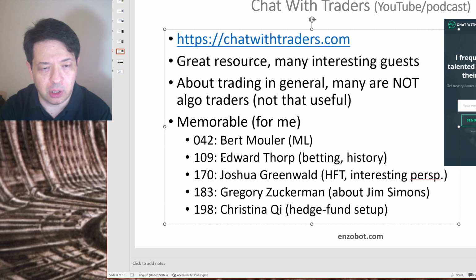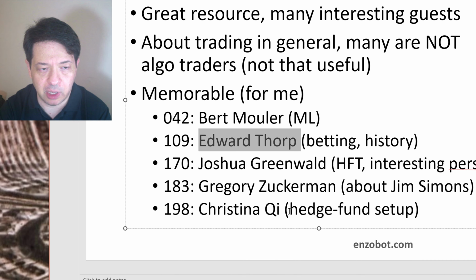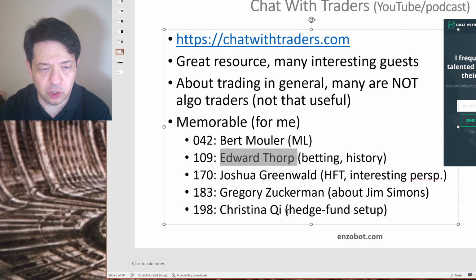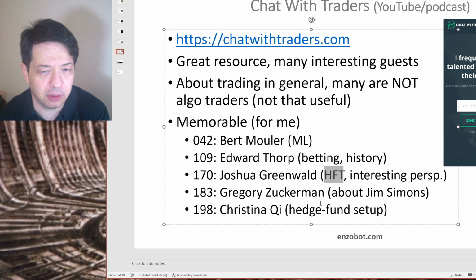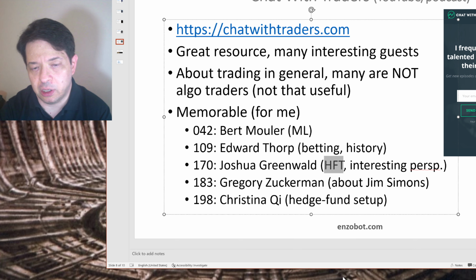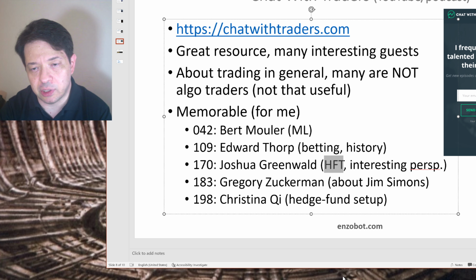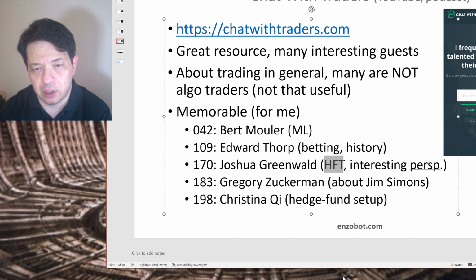The other one is Edward Thorp, who is very famous in the field of trading. He has very interesting stories about betting, which is at the root of risk management. Then there was Joshua Greenwald, very much about high-frequency trading and market making. Not something that I think is within the realm of possibilities of the average independent trader, but nevertheless quite interesting how they build their own hardware to do really high-frequency, low-latency trading.